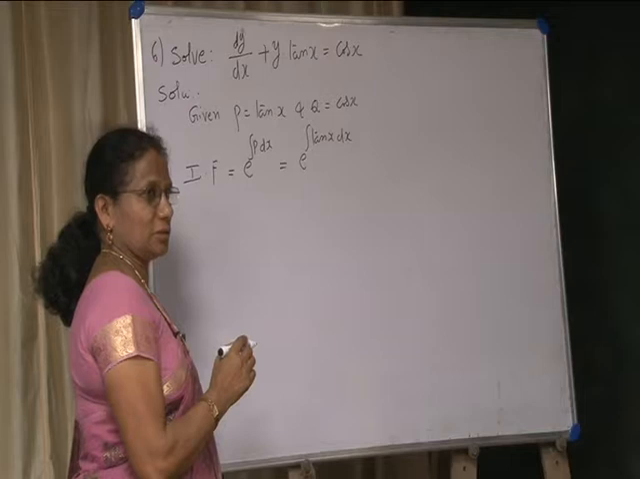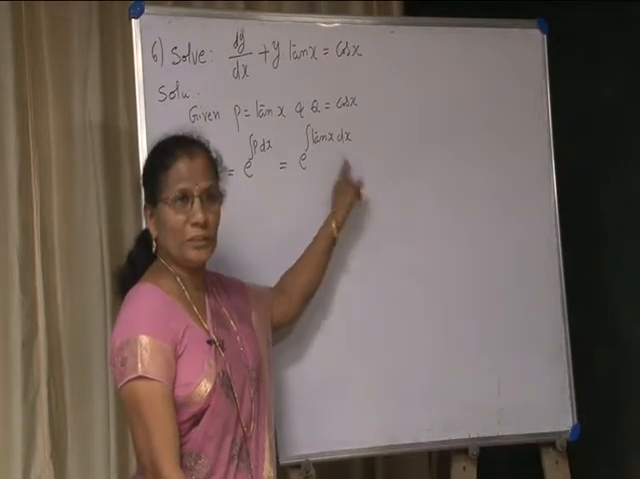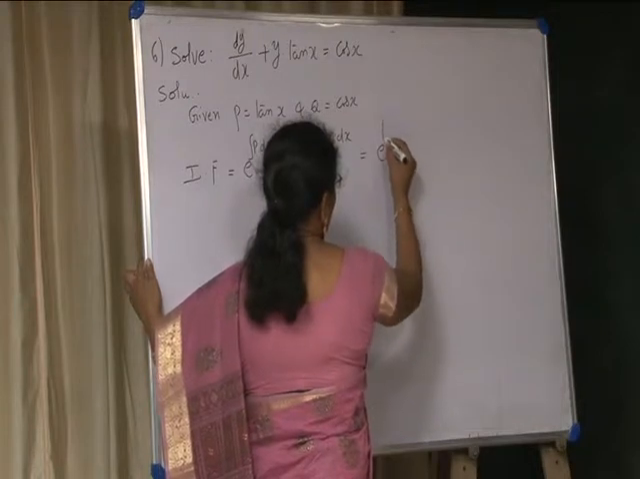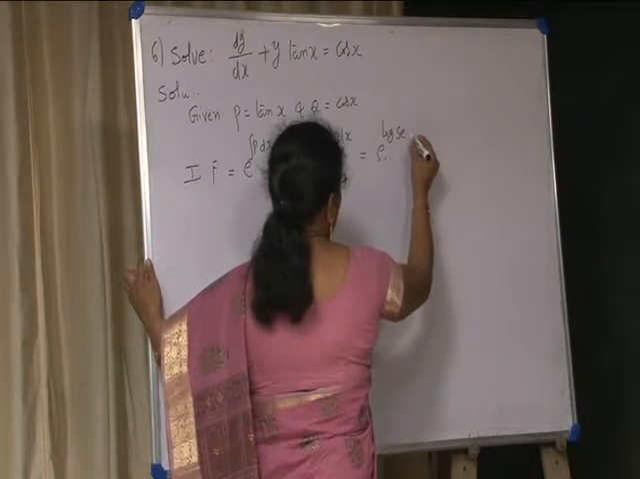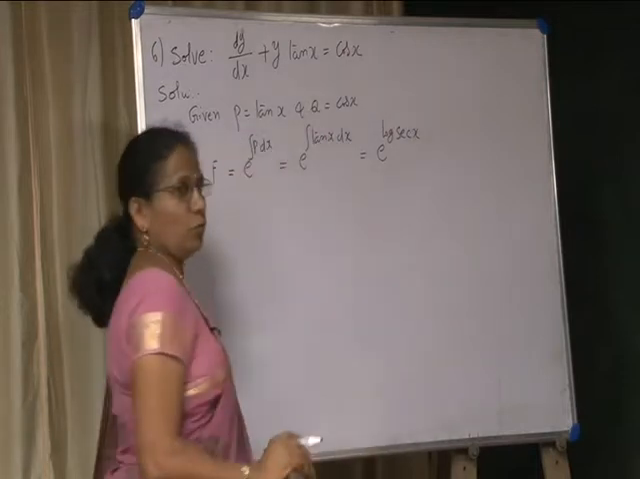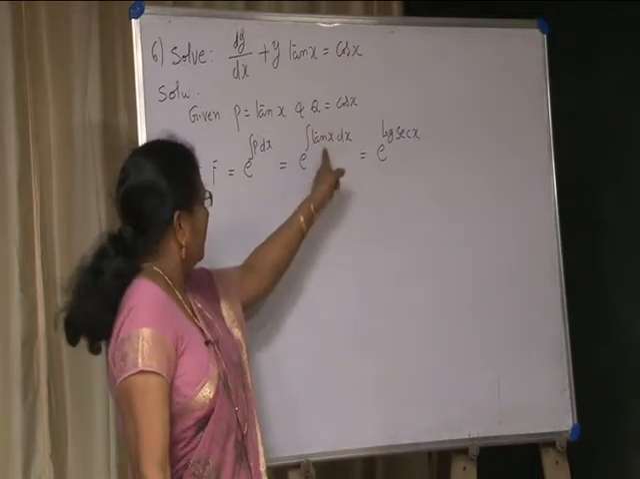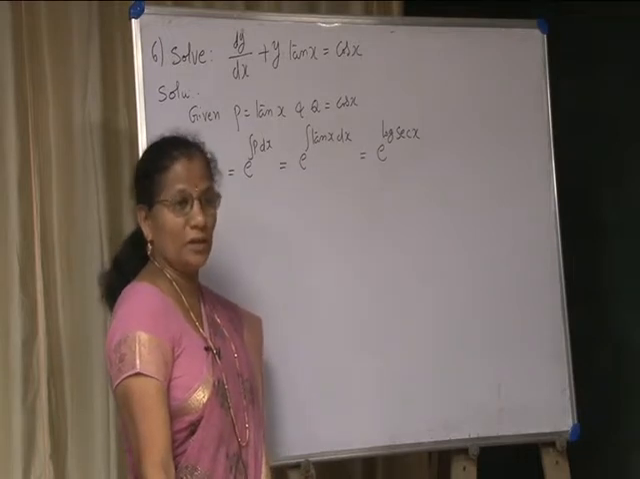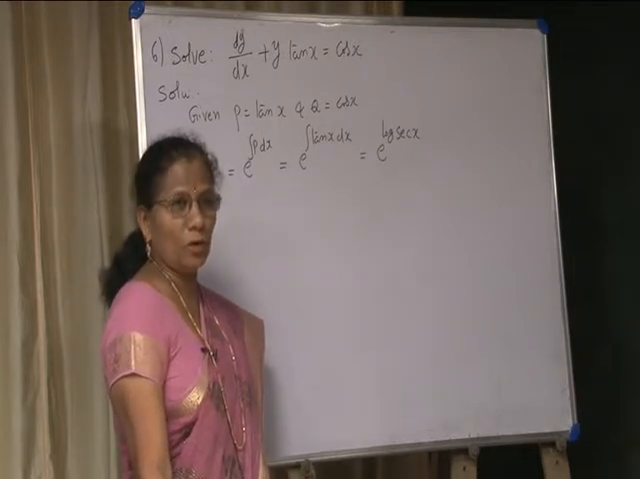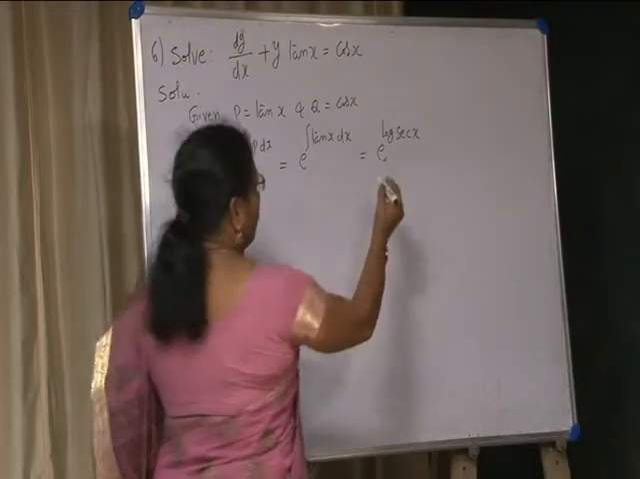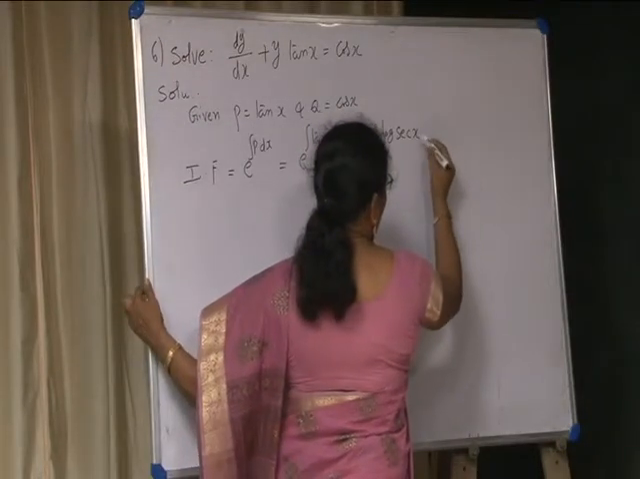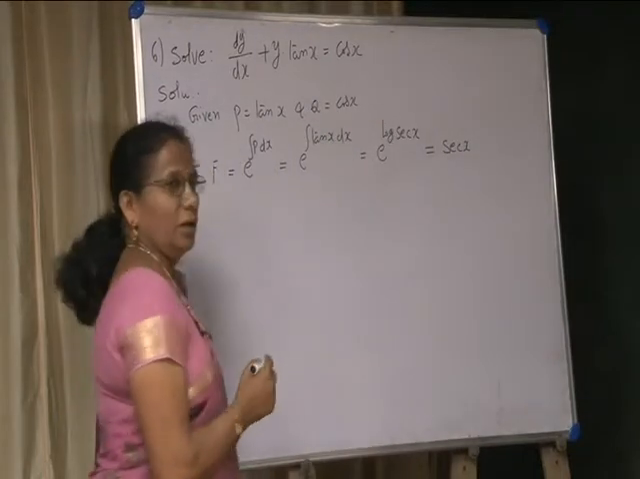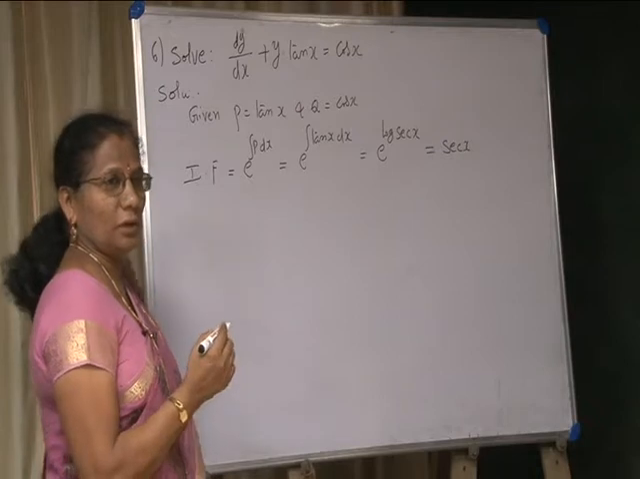with respect to x. Integration of tan x with respect to x is equal to log of secant x, so this is e to the power of log of secant x. And we know that e to the power of log x is equal to x. Therefore, e to the power of log of secant x is equal to secant x. This is the integrating factor.